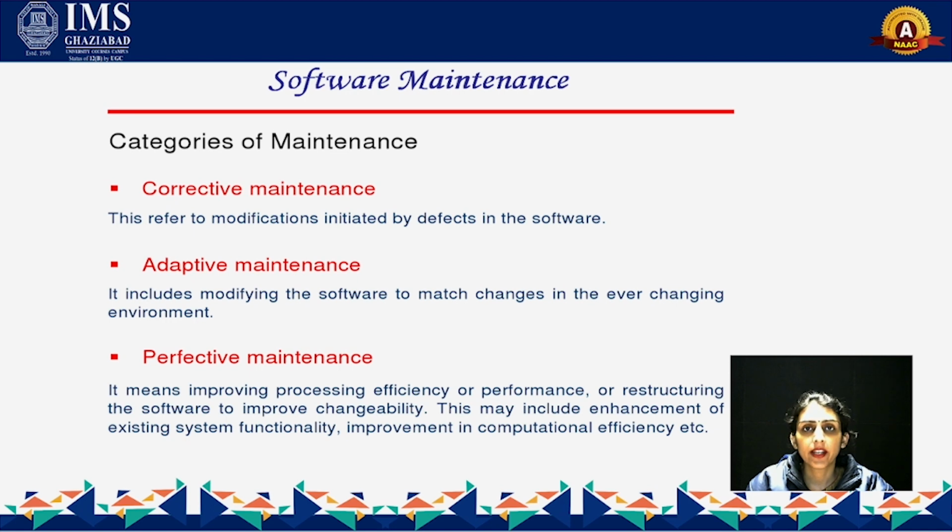Next, we have perfective maintenance. Now, what is perfective maintenance? The processing and the efficiency of the software has to be optimized or improved. What has to be improved? Improving the processing efficiency or the performance, or restructuring the software to improve changeability. This may include the enhancement of the existing system functionality or improvement in the computational efficiency, etc.